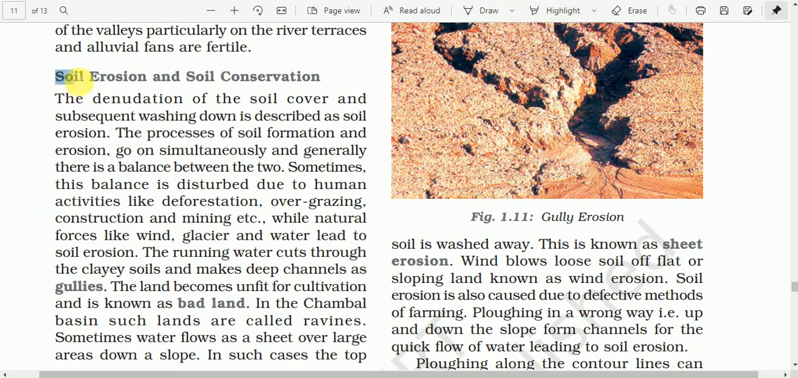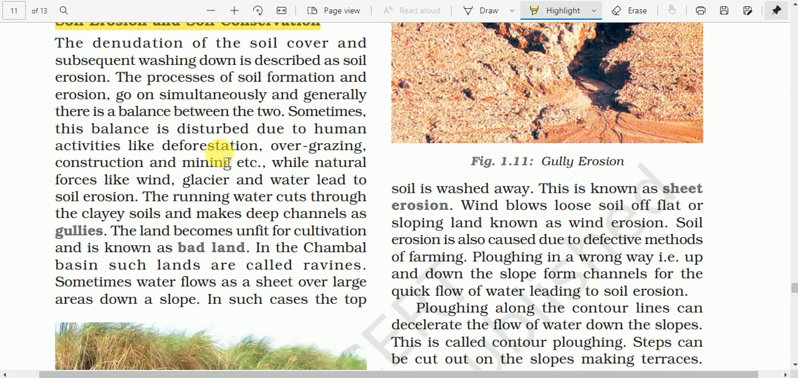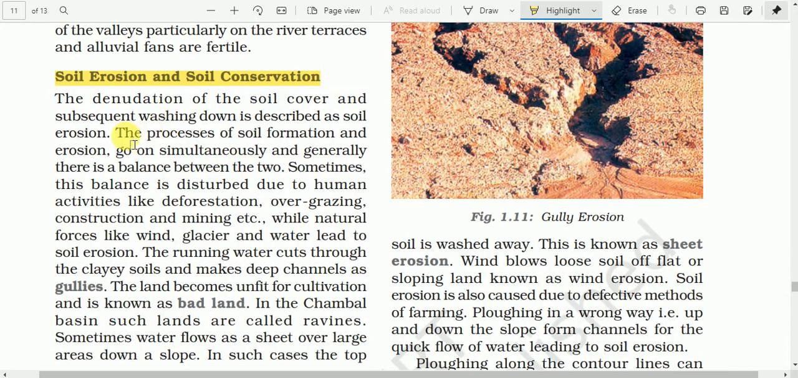Next we have soil erosion and soil conservation. Soil erosion and soil conservation. So this will be the last topic of this chapter. What do you mean by soil erosion and how can soil erosion be checked? This will be discussed in this section. And see, the meaning is given here.